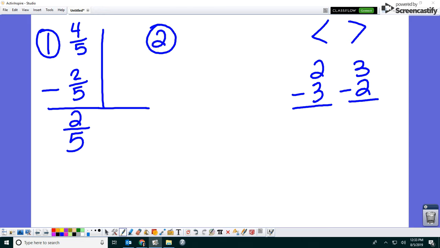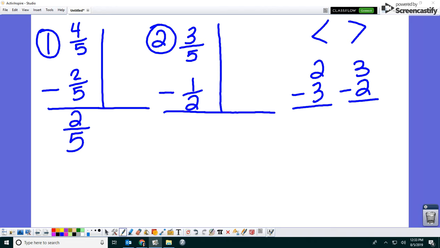All right, and if we have fractions that have unlike denominators, again, we have to make sure that that larger fraction is on top. And here we need a common denominator. So I'm going to use 10. And for 1/2, I'm going to use a multiplier of 5 to get me to that 10.